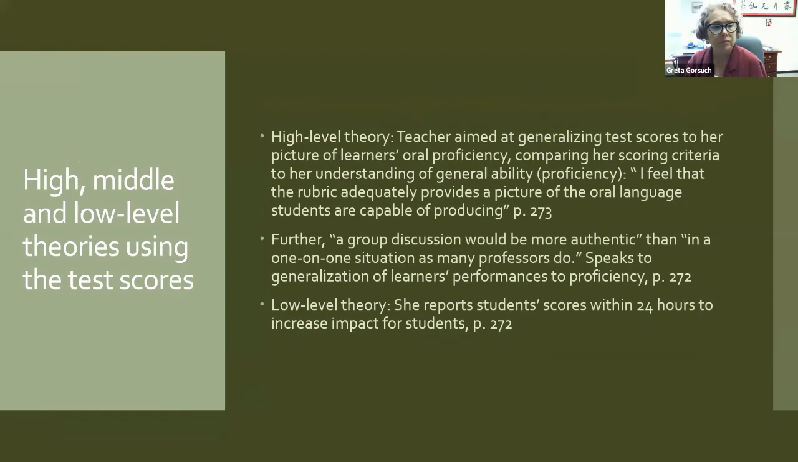Okay. And then also using test scores is quite important. In terms of high-level theory, Shaver says that she aimed at generalizing test scores to get a picture of learners' oral proficiency and comparing her scoring criteria to her understanding of general ability, which is proficiency, another high-level theory of language use. She says, I feel that the rubric adequately provides a picture of the oral language students are capable of producing. And then she says a group discussion would be more authentic than one-on-one situations, as many professors do. And that's what happens in the United States.